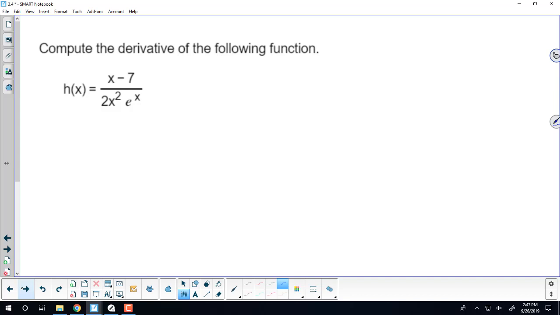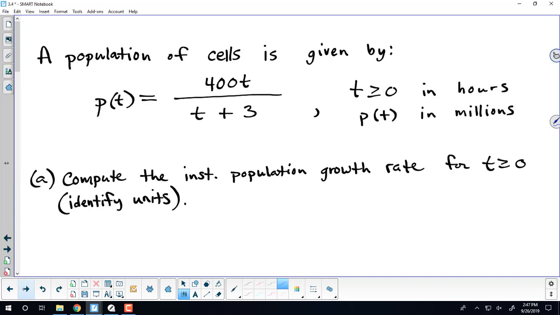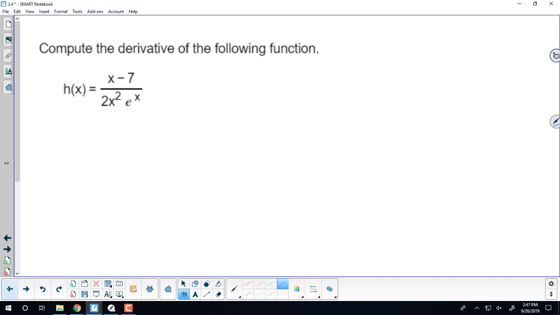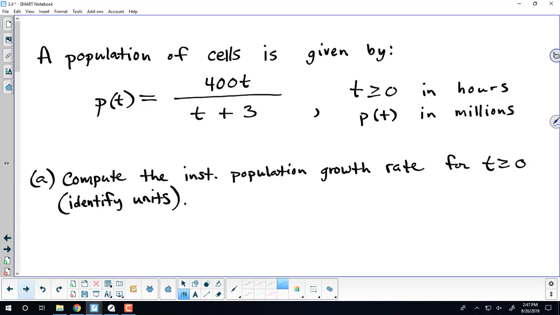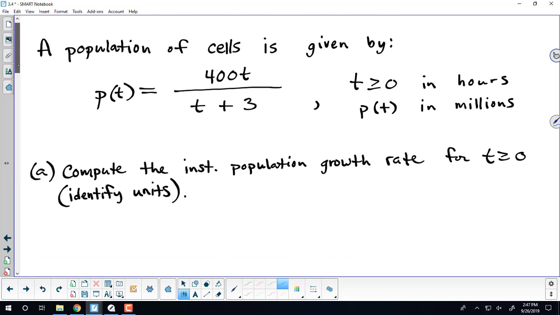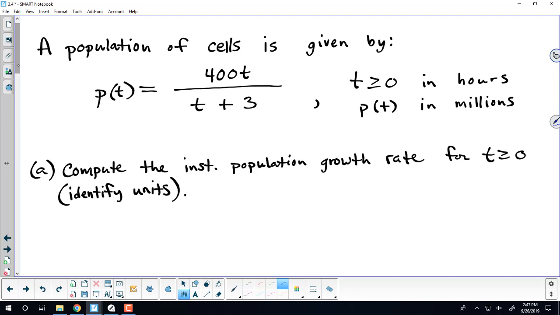This is from your homework. Similar to the one we just did, I do want to skip that one. If you have problems with that in your homework, then I'm happy to do that in class. We keep moving.